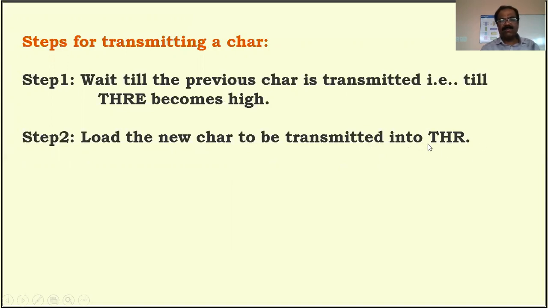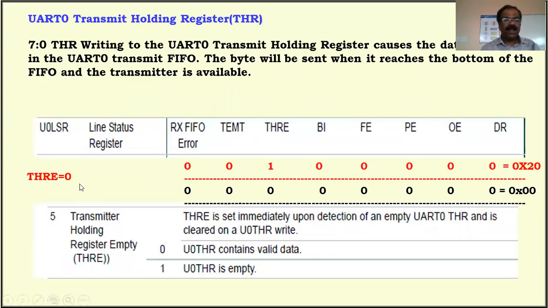But first we have to check whether THR is empty or not. If it is empty, then only can we write a new character into this register. If it is not empty, it is not possible, because it still holds some valid character and the transmission is not yet completed. You are not supposed to overwrite. That's why we first have to check. There is a bit called THRE, which is part of the line status register. What is the size of the line status register? It is an 8-bit register.